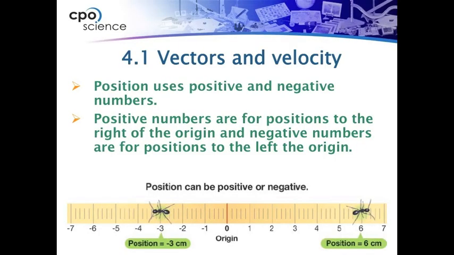So, position is going to use positive and negative numbers. As we kind of know, when you're moving around, if you look in the number line on the bottom, you'll see the ant. If the ant is to the left of the origin, he has a negative position. If it is right of the origin, he has a positive position along that number line. So position is showing us 2 things. It's showing us how far away, so a number value, and it's showing us direction. We'll talk about that in a second.